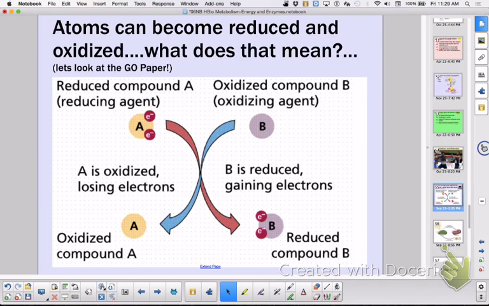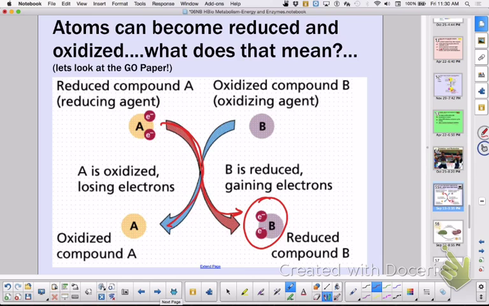Okay, so in this case, who got reduced? A or B? B got reduced by gaining these electrons, right? And the electrons that were with A now got given to B, right? And as A lost their electrons, they got oxidized. Now, that phrase oxidized, do you see any oxygen binding on there? No, I don't see any oxygen binding. That's just a phrase to explain when you lose electrons, you got oxidized, and when you gain electrons, you get reduced.